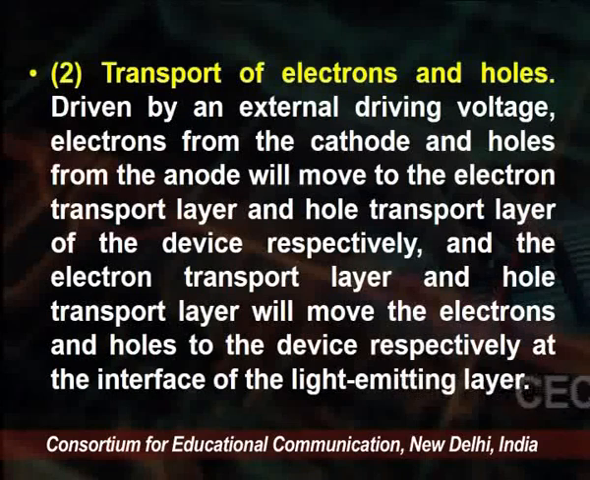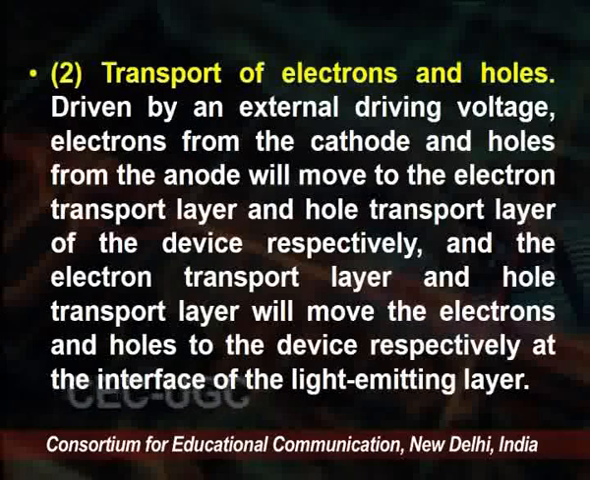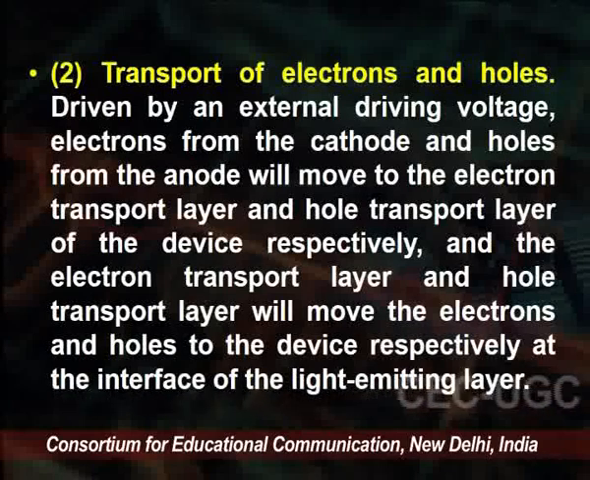The second process is the transport of the electrons and holes. Now, as there is injection of the electrons and holes, there is transport of the electrons and holes. Driven by the external driving voltage, the electrons from the cathode and holes from the anode will move to the electron transport layer and the hole transport layer of the device respectively.